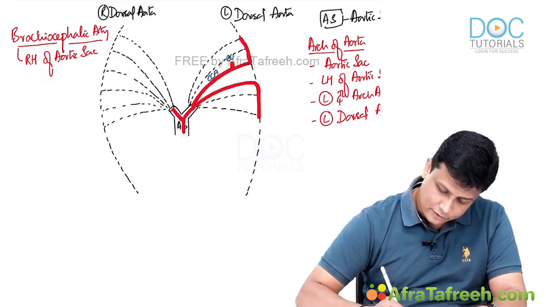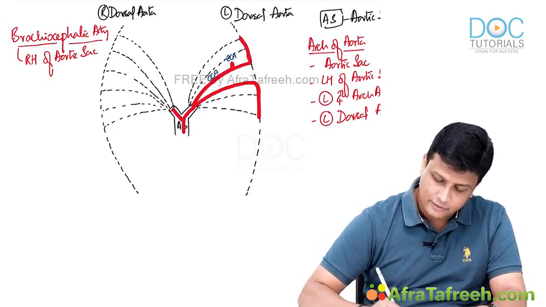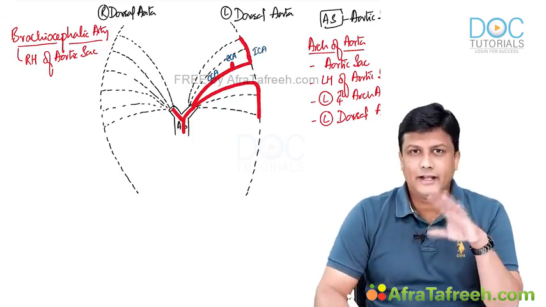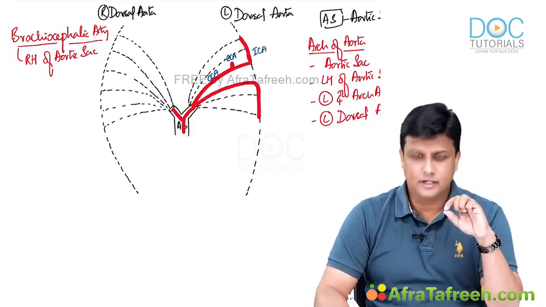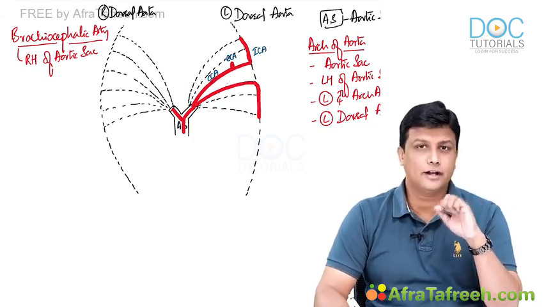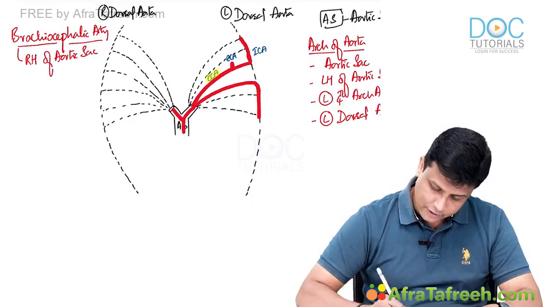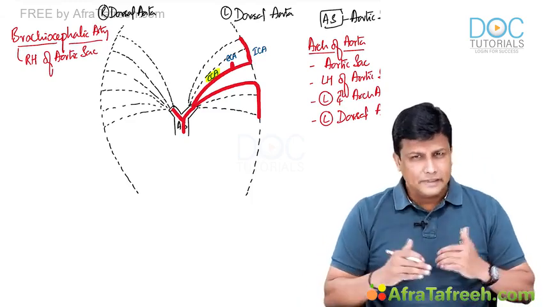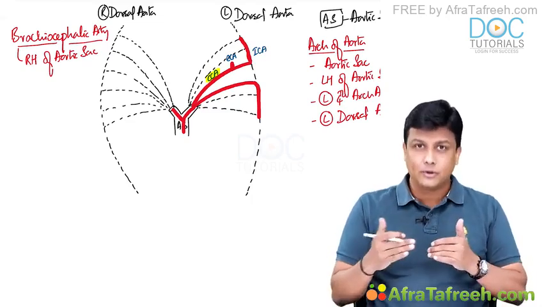This bud here is going to form the external carotid artery, and what remains here will be your internal carotid artery. The moment you look at my diagram, you will easily understand: the common carotid artery is derived from where? Third arch artery. But is it the complete third arch artery? No, only the proximal part.